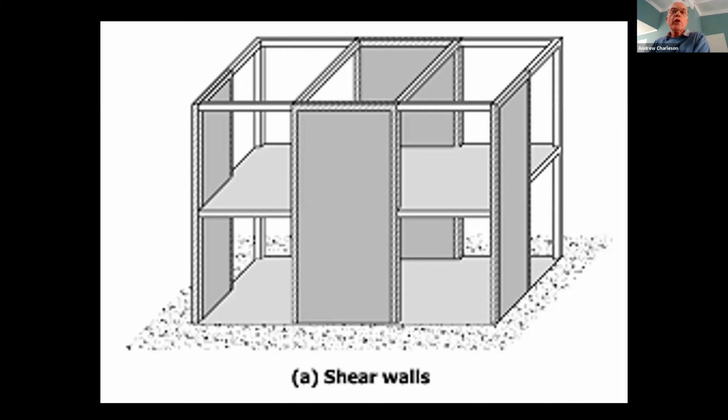Let me say a few words about shear walls. They are the best system for resisting earthquake forces. They have by far the best track record of surviving earthquakes. The best shear walls are made from reinforced concrete. Then they can be made of reinforced masonry.